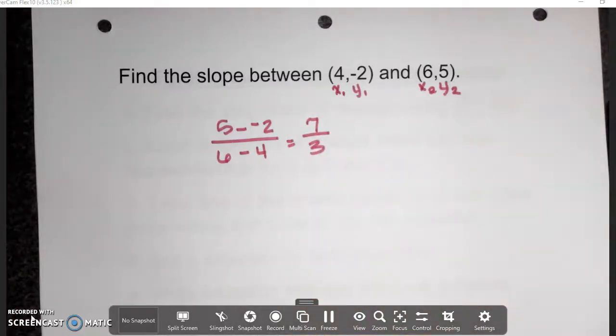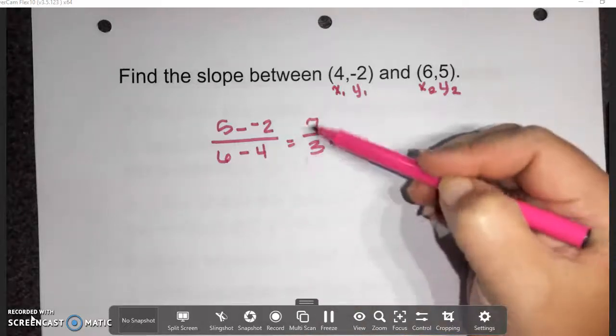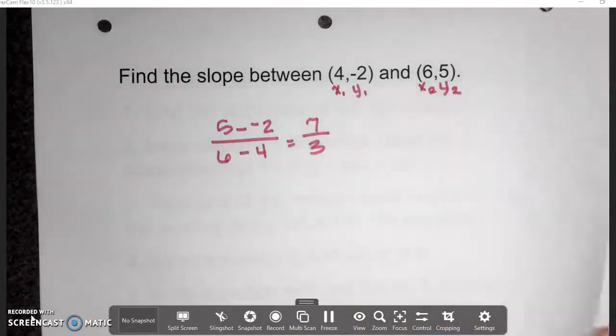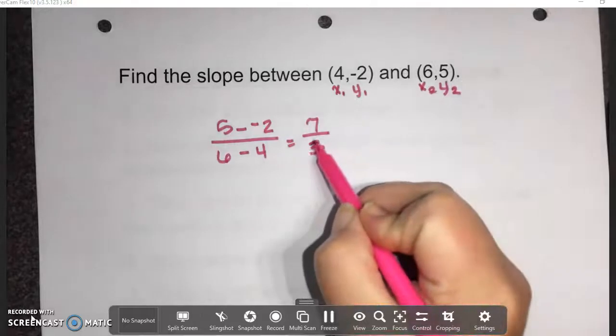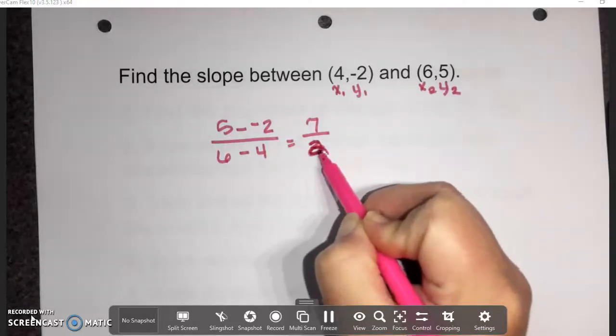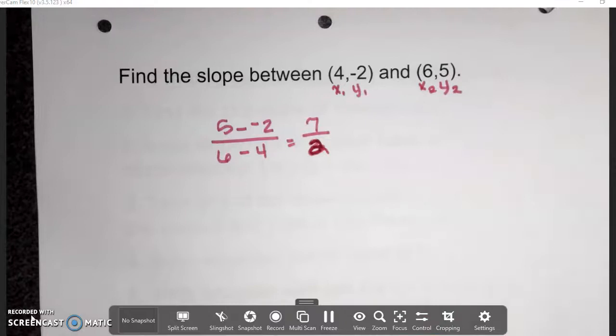So you should have gotten 7 over 3. Notice this cannot be reduced. Sorry, 7 over 2. I caught that. I know if you were here in class, you guys would have caught it too.